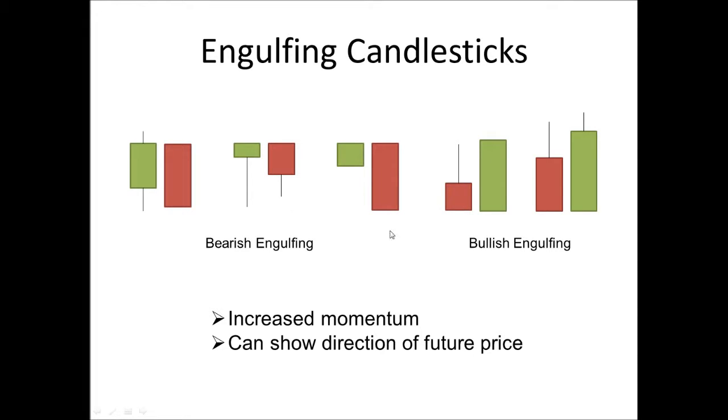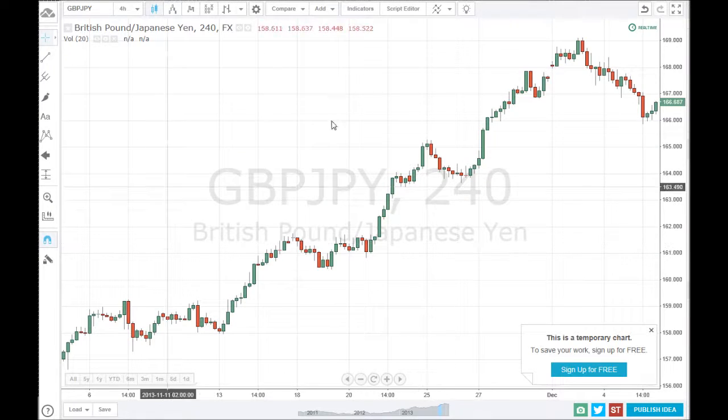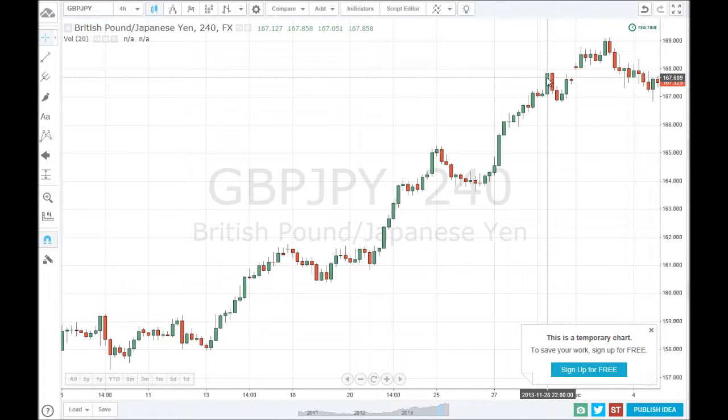So what can engulfing candles show us? They can show us where future price direction is going to be. They can signal a reversal in price and signal a continuation of the current direction of price. This is a chart of the British pound against the Japanese yen. We'll be looking at this uptrend. And from this example, you should be able to see quite clearly how effective engulfing candles are.